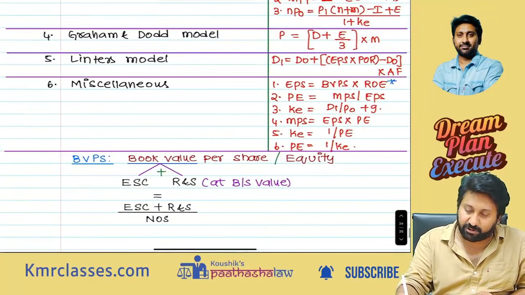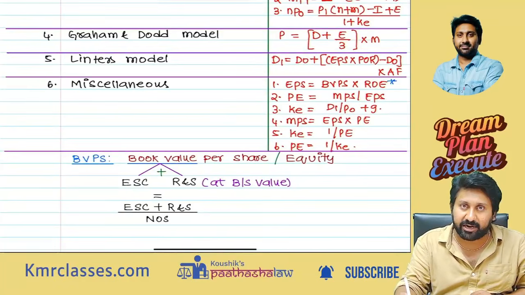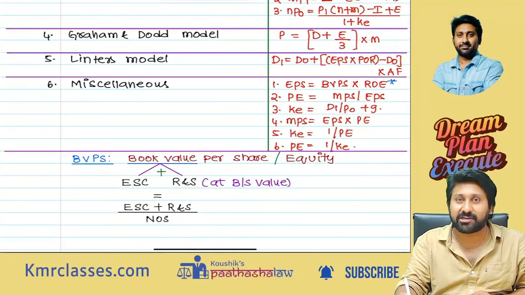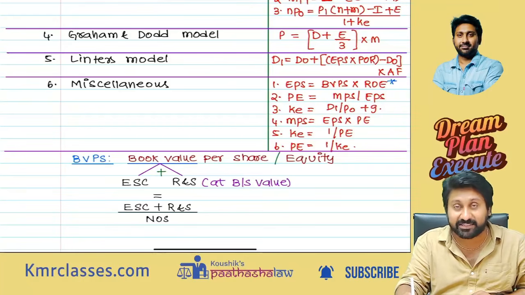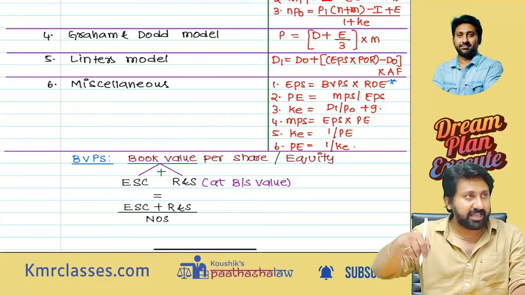So BVPS into ROE. Question: R is not given, growth has to be calculated. B into R. B is given, R is not given, but EPS and BVPS are given. Then you can calculate ROE as a missing figure. All these ratio chapters are very important.